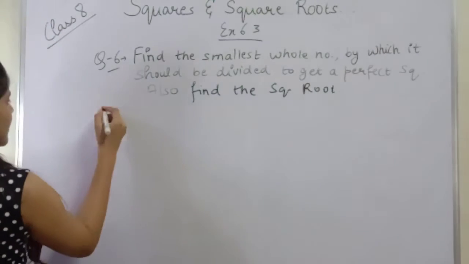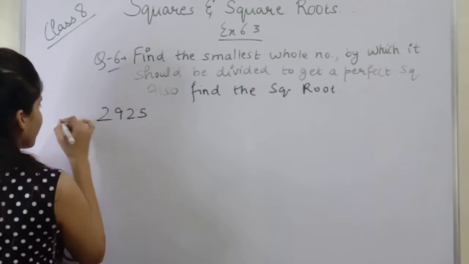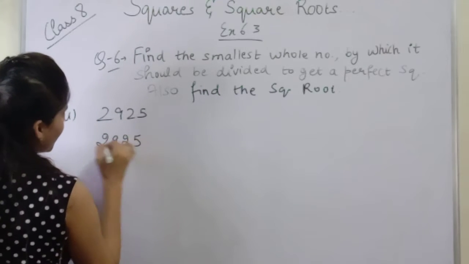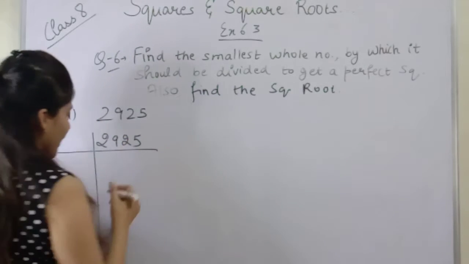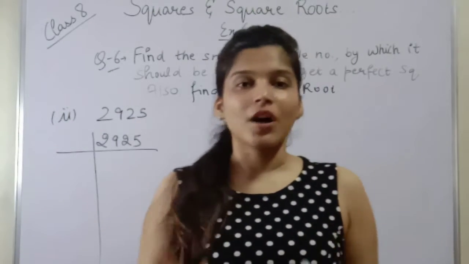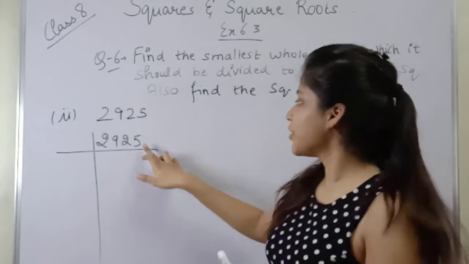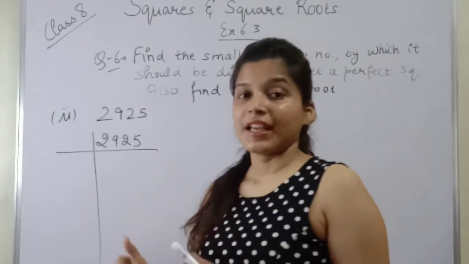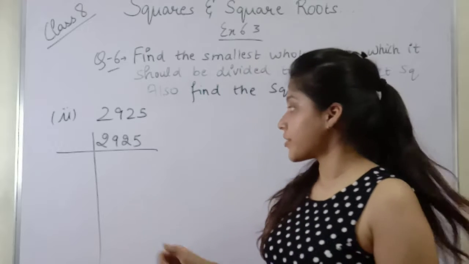Second part is 2925. We will prime factorize this number first. Now 2925 is not a multiple of 2, as we can see, the unit place is an odd number. So we will check, is it a multiple of 3 or not.